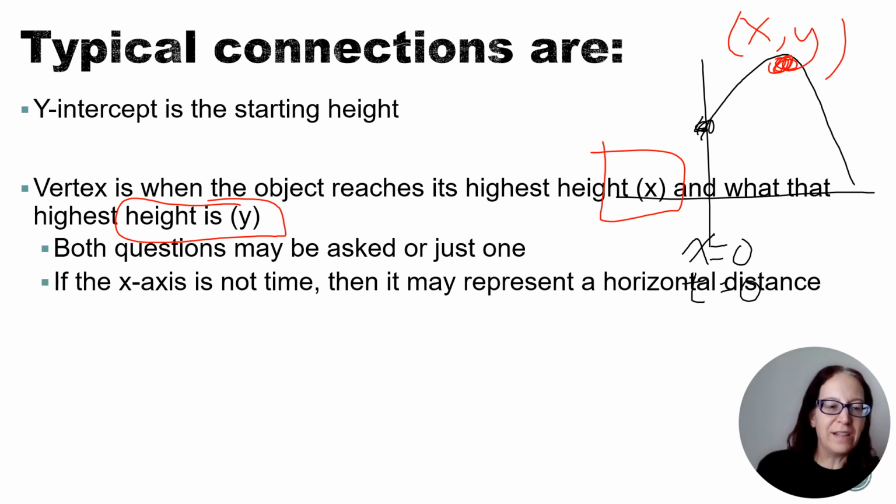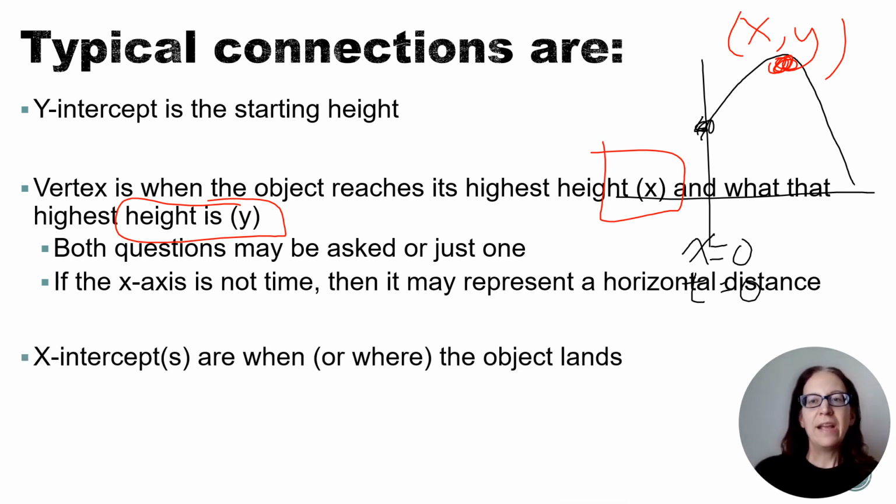Next one is, my mouse is gone. There it is. The x-intercepts are when or where the object lands. So typically when we are modeling this, we will model the ground or the floor with the x-axis because it's a natural thing to do. You don't have to do that, but you're making your problem unnecessarily complicated if you don't. And so that would tell us when or where the object lands.